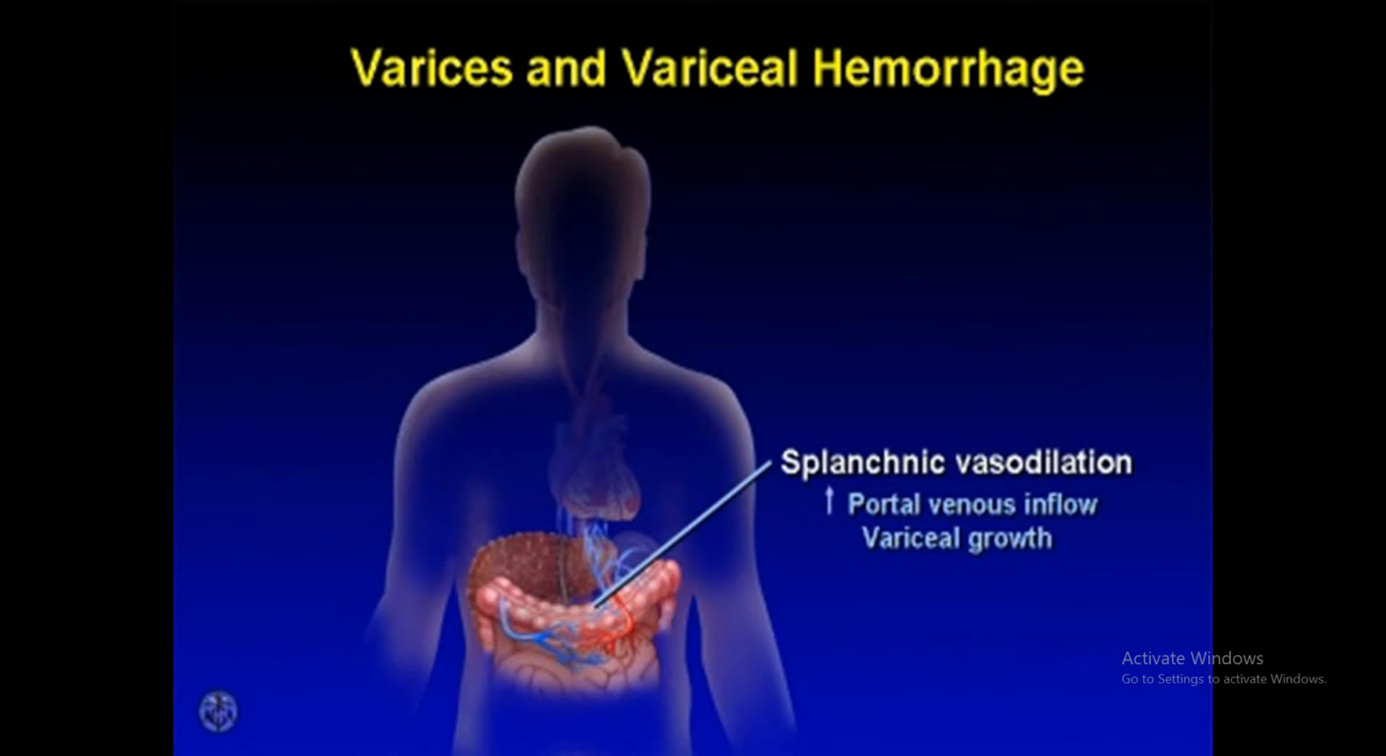The varices and the variceal hemorrhage occur because of the increased pressure in the portal vein. It is the junction between the systemic and the portal circulation, the gastroesophageal junction. And it is the splenic dilatation because of the increased portal venous inflow and variceal growth.